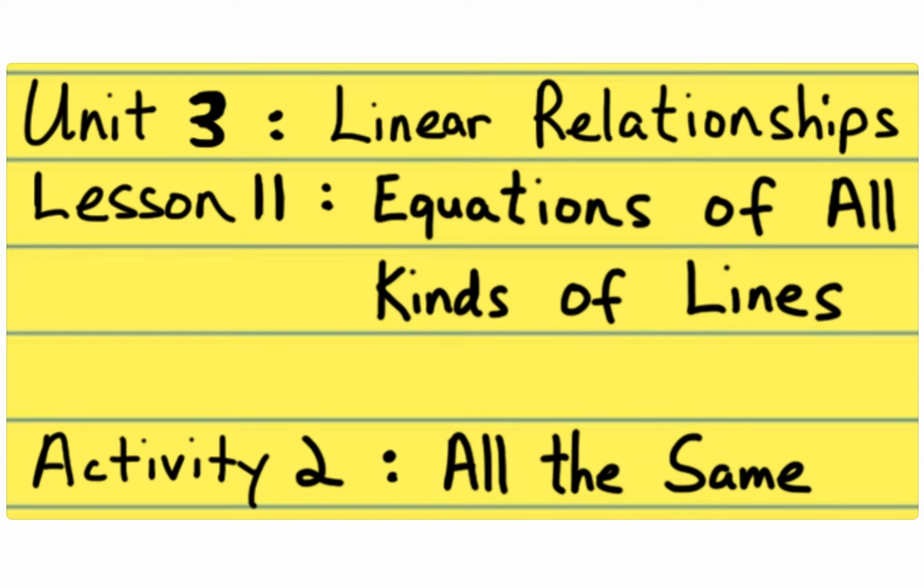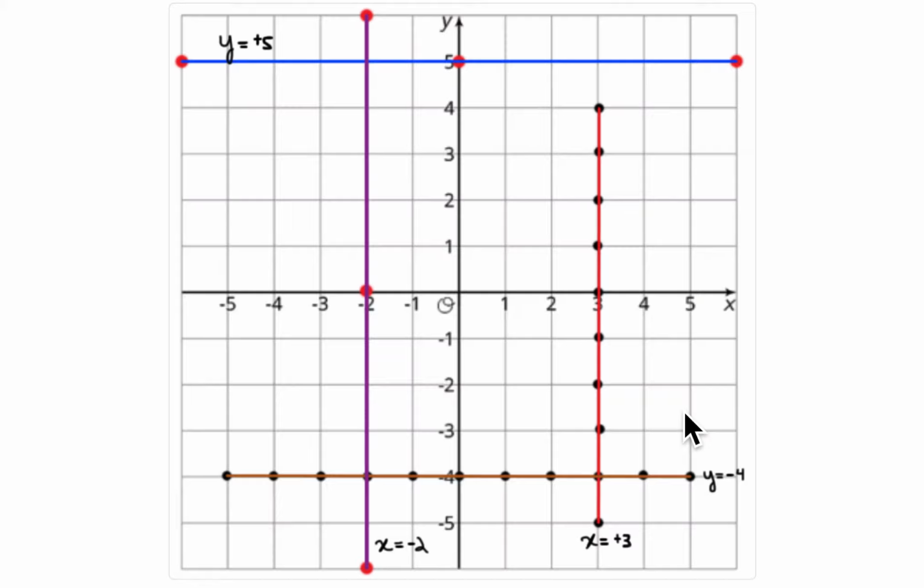This is activity 2, all the same. And what that title means is we are going to look at 4 graphs and 4 equations that go with each of those graphs. And these graphs are color-coded. So the first one we're going to look at is this brown graph right here.